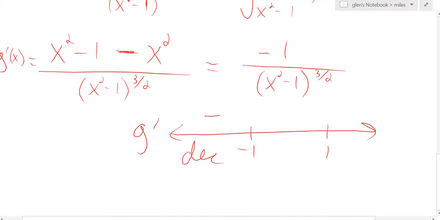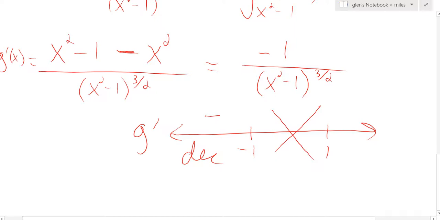Okay? If you didn't think about the domain ahead of time, you could pick a number in the middle interval, like 0, and it's going to work out. When you plug 0 in, do you see you get the square root of negative 1 down the bottom there? You get negative 1 to the 3/2. That's imaginary. That lets you know this entire interval, there's nothing in there.